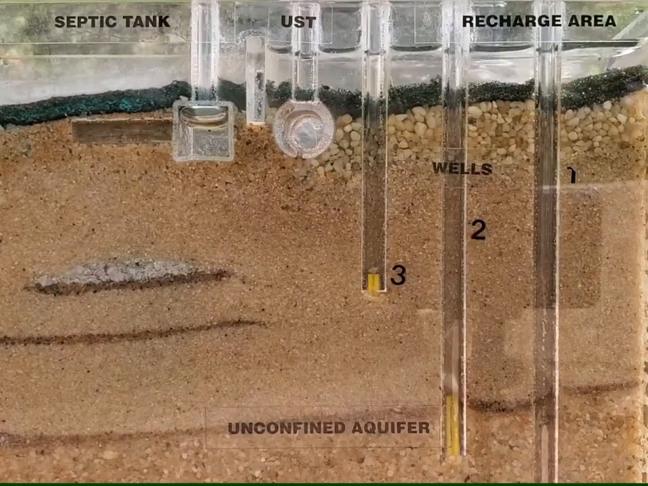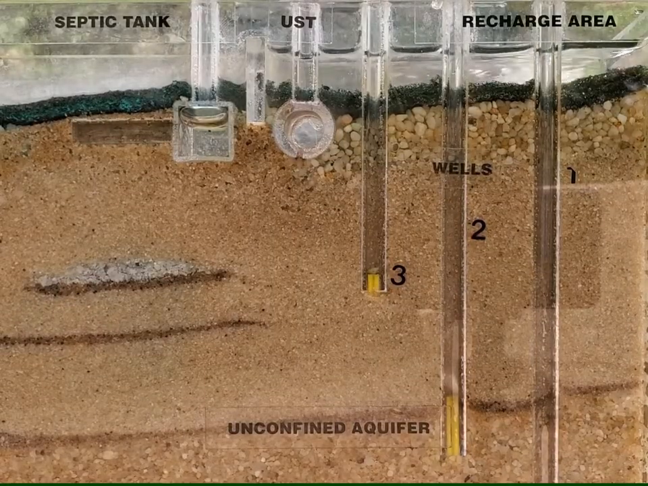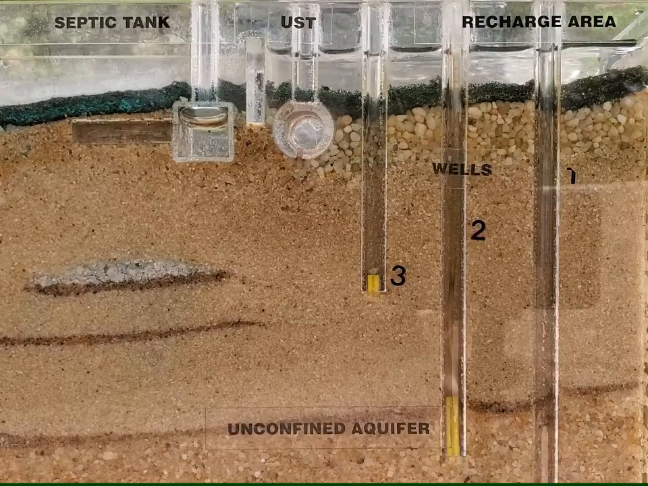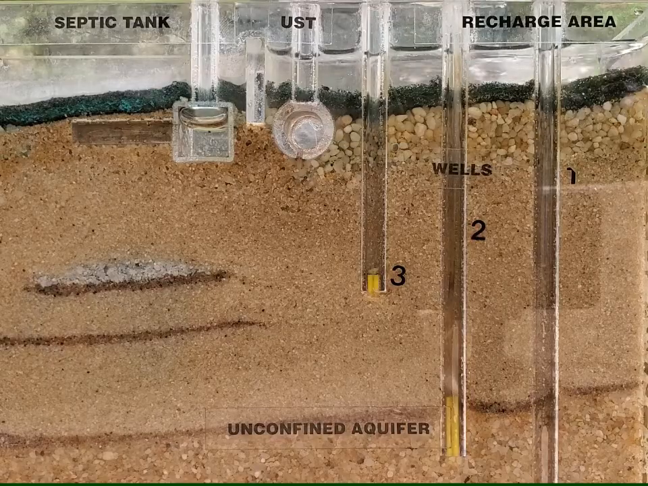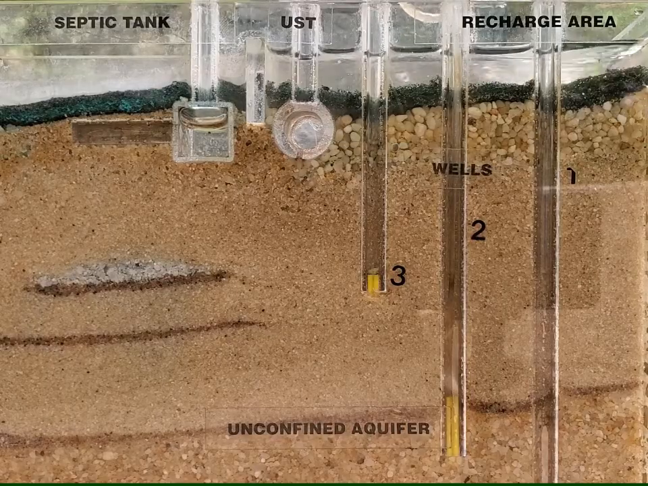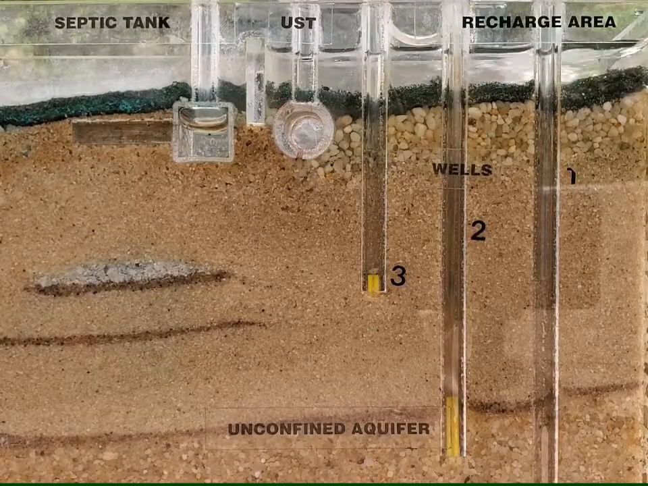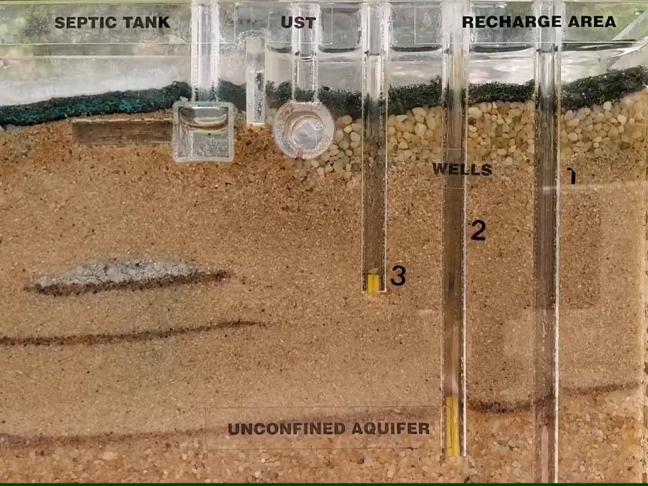We can also pump water out of a well. To do this, we insert a tube attached to a syringe. This represents the action of pumping groundwater out of the well. Look closely at the well. Can you see the groundwater level going down? Once the pumping stops, the groundwater in the well goes back up.